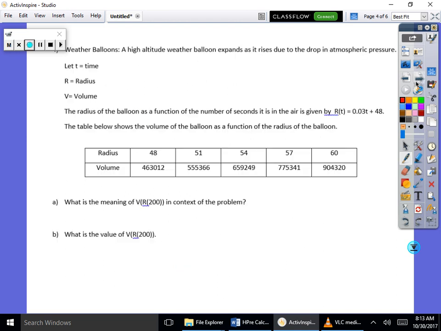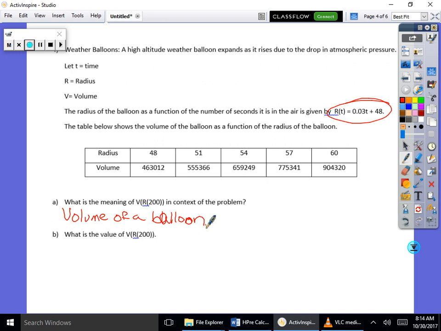All right. Number 4, to me is like something you should have been able to do in algebra. It's just a plug in and plug in. Okay? So, a weather balloon rises. Okay, great. And they gave me a lovely equation right here. And what is the meaning of V of R of 200? Volume of a balloon with a radius of 200?